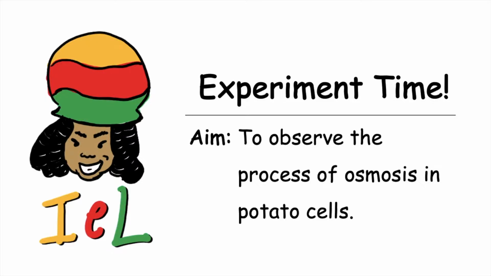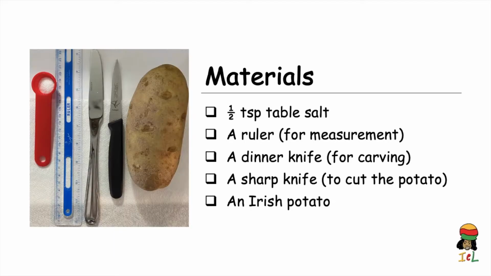Hey, it's experiment time! The aim of our experiment is to observe the process of osmosis in potato cells. For this experiment, we will need the following materials: half of a teaspoon of table salt, which is sodium chloride, a ruler for measurement, a dinner knife for carving, a sharp knife to cut the potato, and an Irish potato. In some jurisdictions, the Irish potato is called the English potato or yellow-skinned potato.